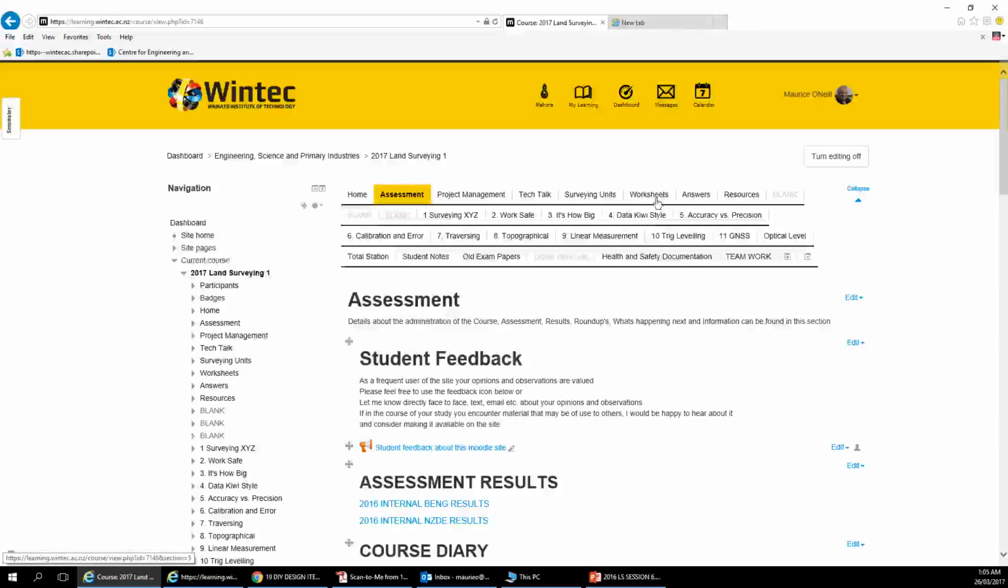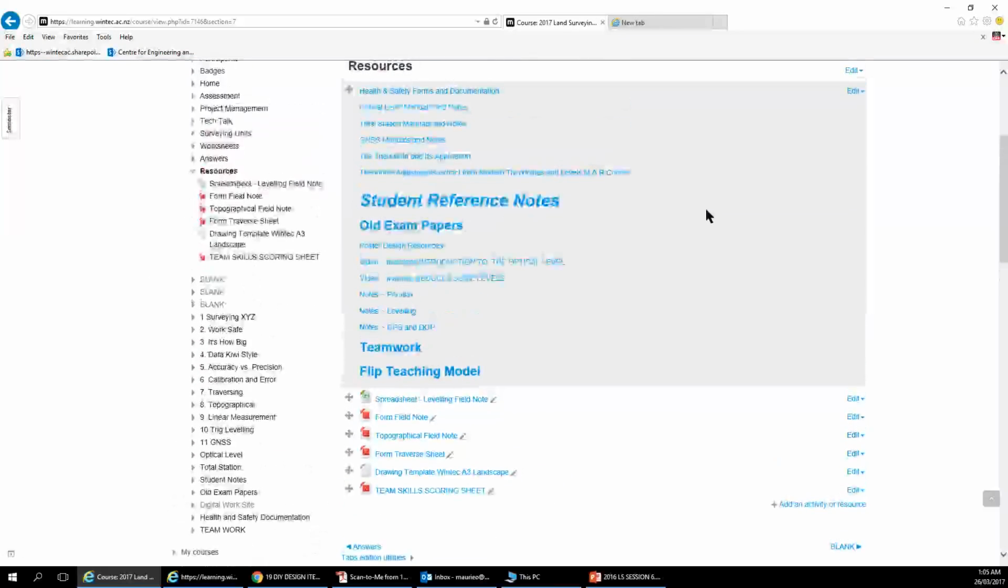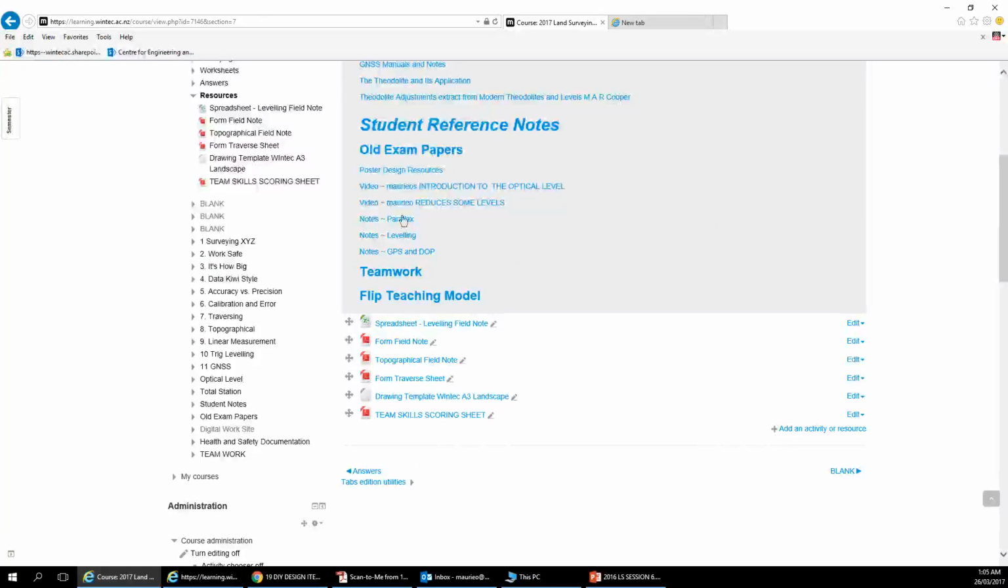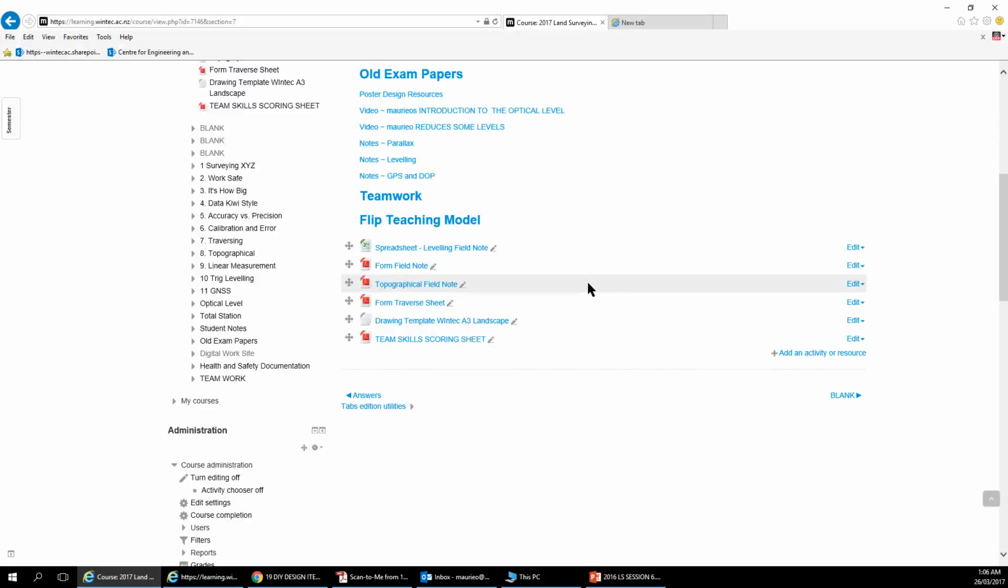The worksheets here and the answers, and some resources here, obviously relevant resources, so some reference notes, exam papers, parallax, some notes on levelling, GPS, teamwork, flip teaching, and a spreadsheet for the levelling field note here, that's helpful. The Excel spreadsheet, one of the most powerful programs that you will use in its universality.